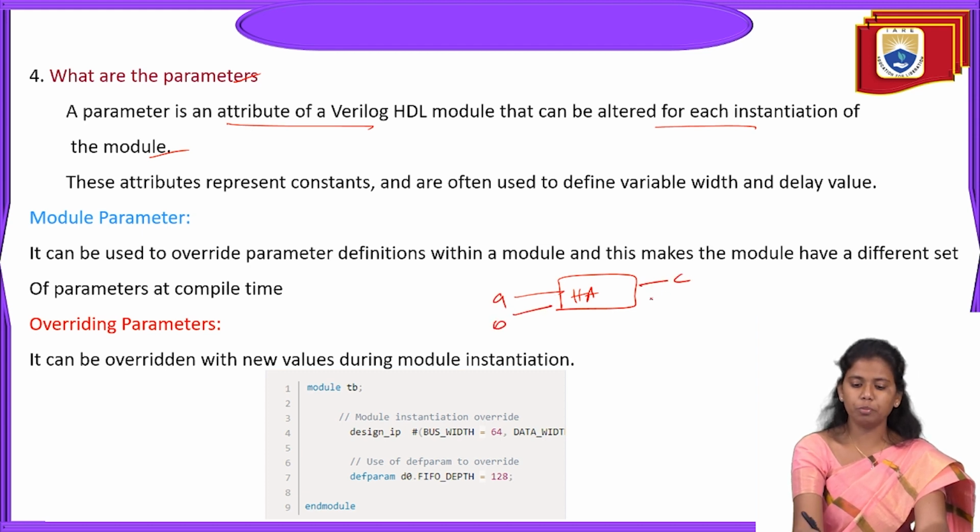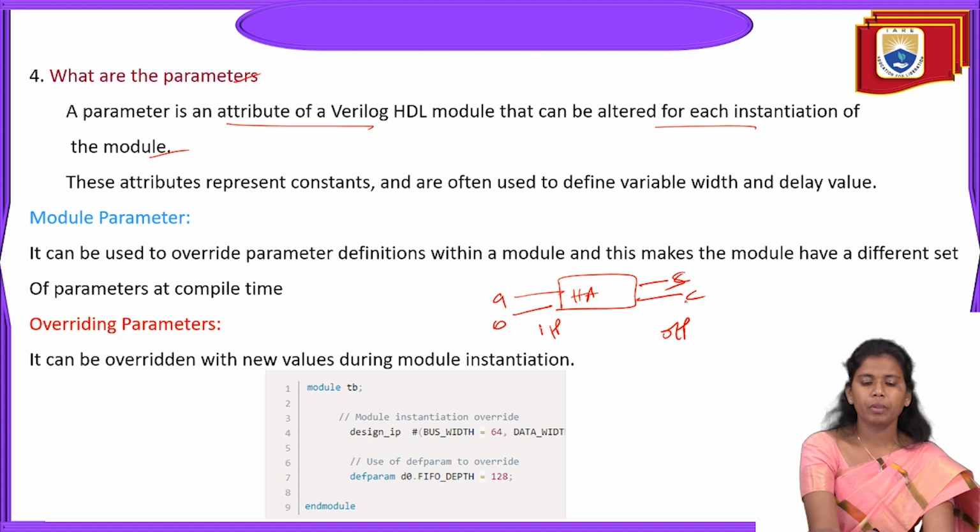So these are the outputs and these are the inputs. In order to represent inputs and outputs, I can say that these are nothing but the parameters. Parameters are the attributes to the Verilog HDL module, so that it can be altered for each instantiation of the module.